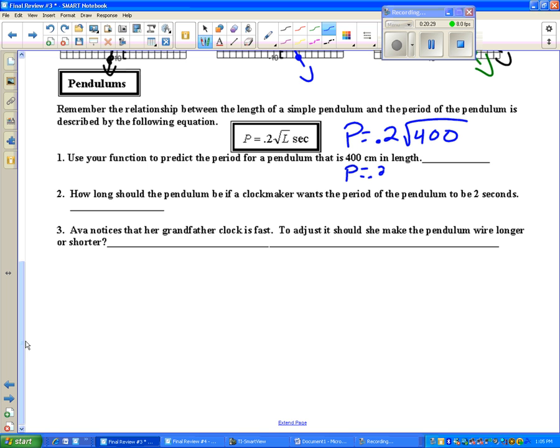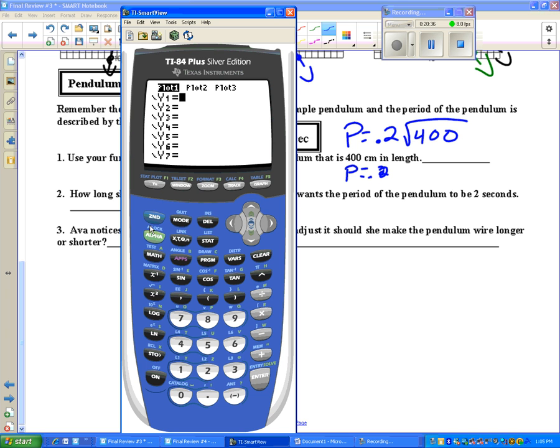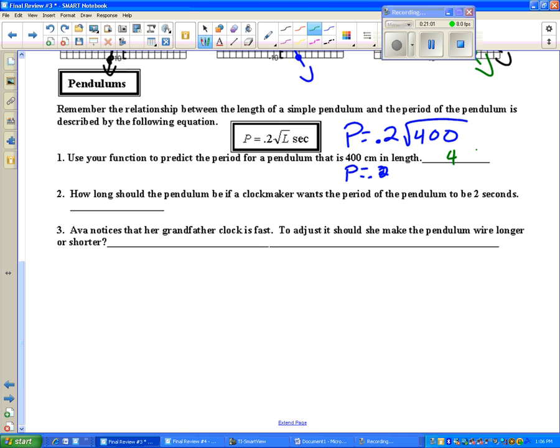Get out my handy dandy calculator. I don't have to do anything else. I can just do 0.2 times the square root of 400. And I get 4. 4 seconds.